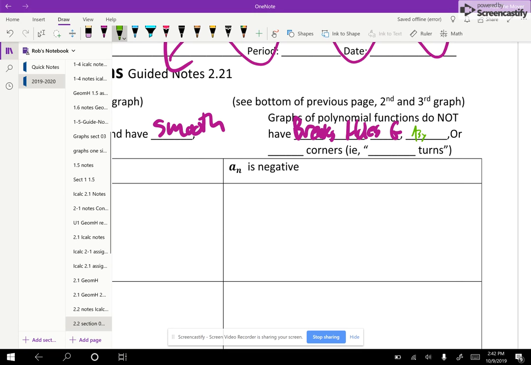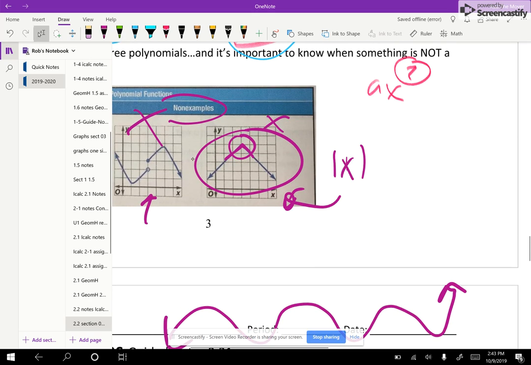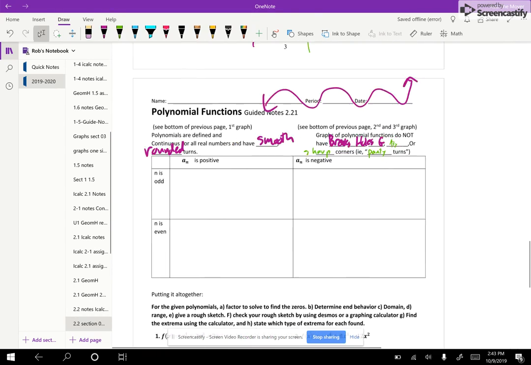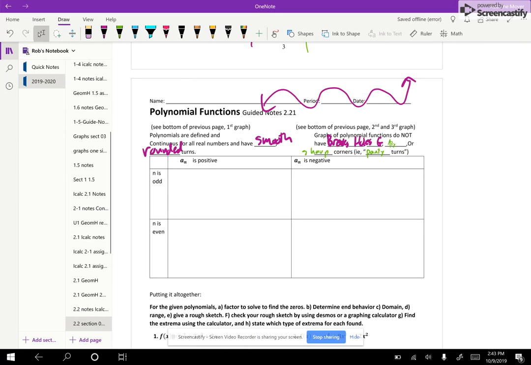It doesn't have any sharp corners, or pointy turns. No pointy turns like it did up here, right? This is not a polynomial. It has to have smooth turns.